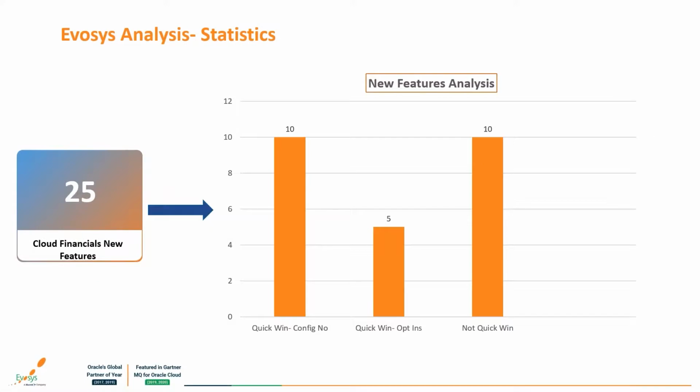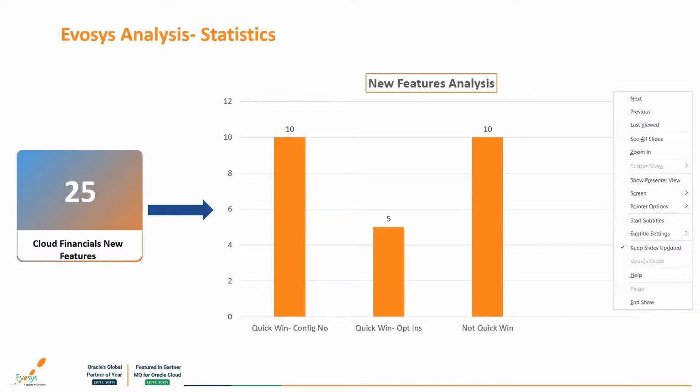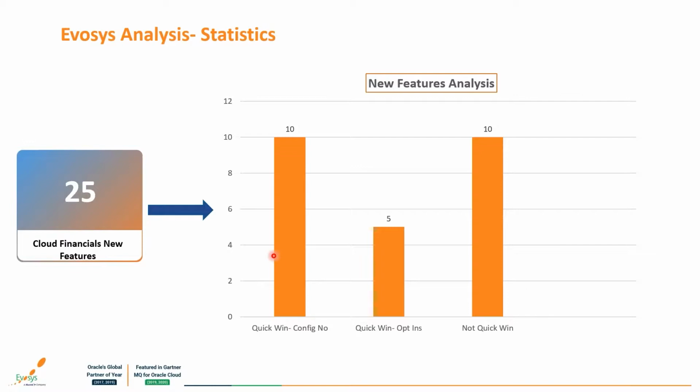As you can see, in this session we have bifurcated our updates into 3 parts. The first part is quick wins. These are features which require no configurations at all and will be available out of the box with the 22C updates. In this 22C update, there are 10 such features.